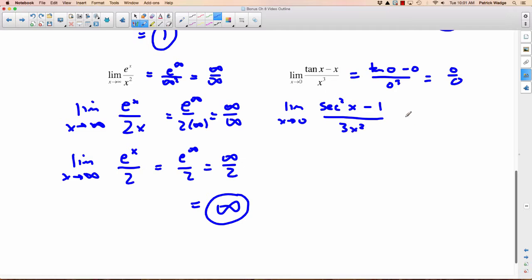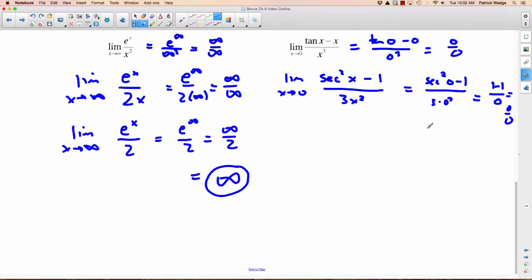So if we try substituting in there, we get secant squared 0 minus 1 over 3 times 0 squared. Secant is the reciprocal of cosine. So what's cosine 0? 1. What's the reciprocal of 1? 1. 1 squared is 1. So we get 1 minus 1 over, this is going to be 0 on the bottom. You're going to get 0 over 0. So this is an indeterminate form. So in other words, we can proceed further. We're going to take a look at this limit right here, and we can use L'Hopital's rule with that.